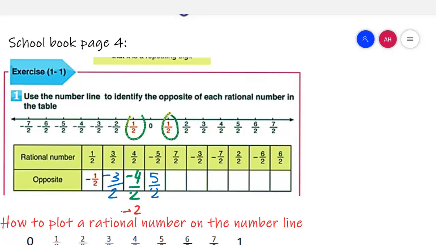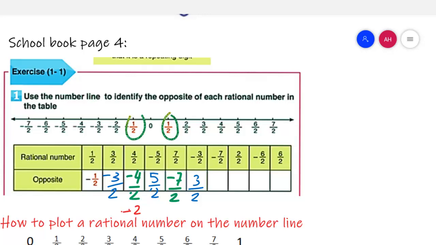7/2 is a positive number, so its inverse is going to be the same number but negative, -7/2. Let's go now for -3/2. A negative number, its opposite is the same but positive. So the opposite of -3/2 is 3/2. I would like you to pause the video and go now complete the last 4 questions and then come back.